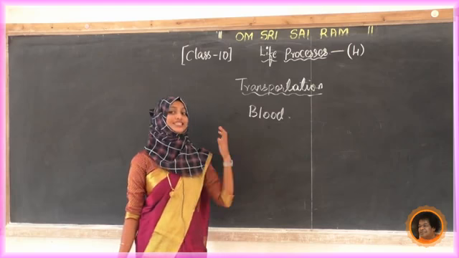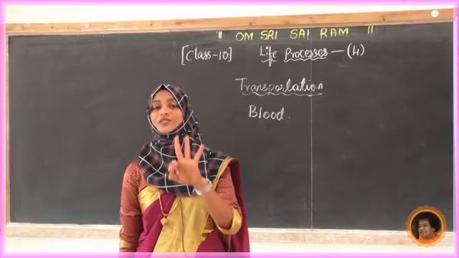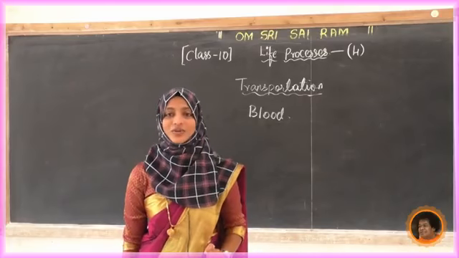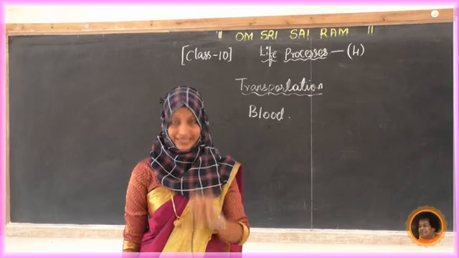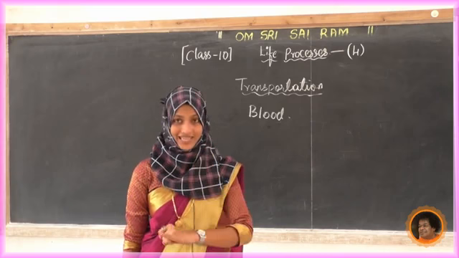See here, in blood plasma, we can see 3 types of cells. What are those? Names are red blood cell, that is RBC, WBC and platelets. Now tell me, what is the role of these 3 blood cells? RBC, first one.